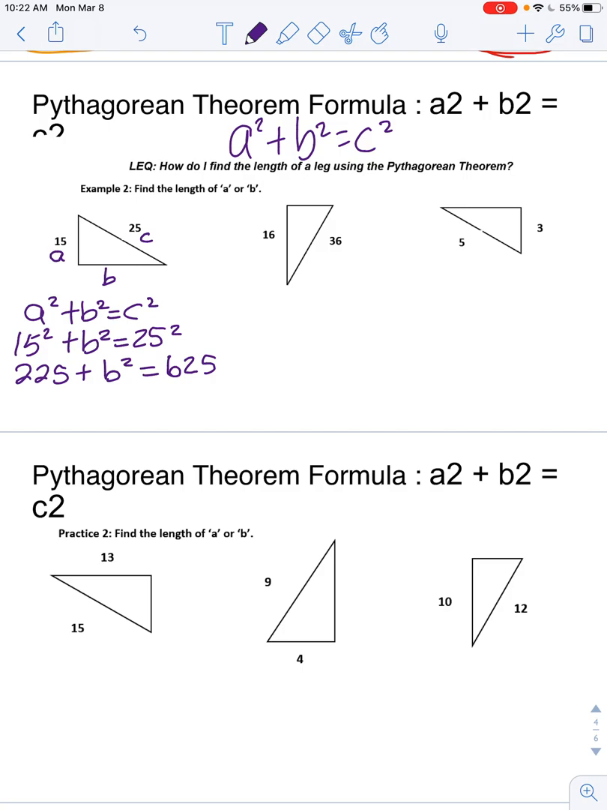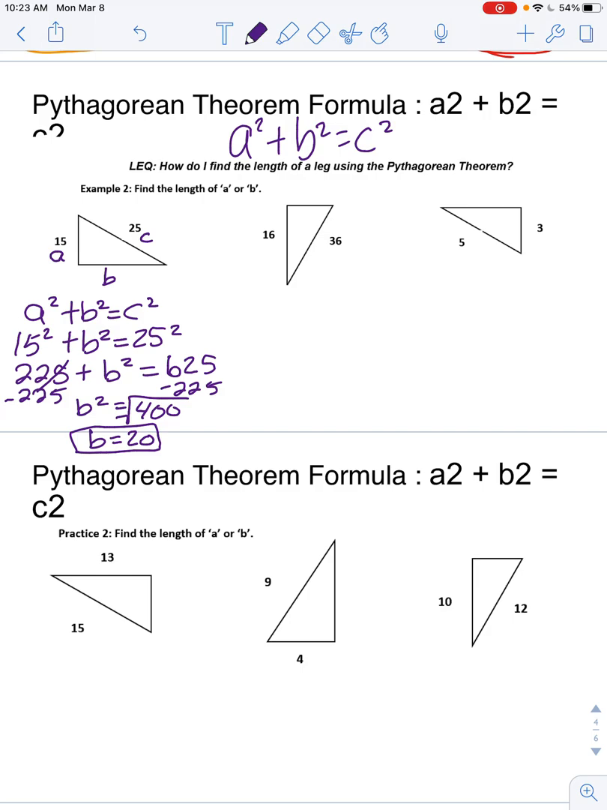Okay, so last time to find C, we added our numbers together. So if we're finding a leg, we subtract, just like if this was a one-step equation. So we're left with B squared equals 625 minus 225, which gives you 400. And then our last step is still taking the square root. So the square root of 400 is 20. So B is 20.